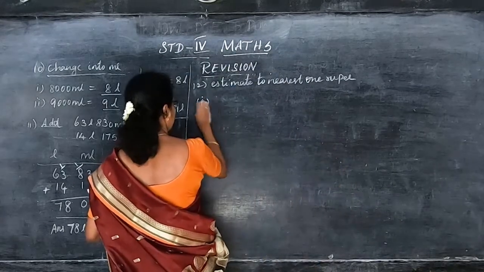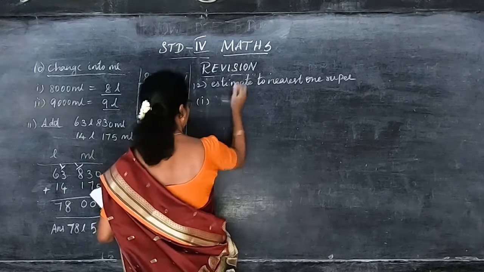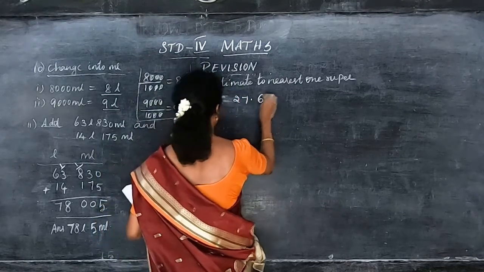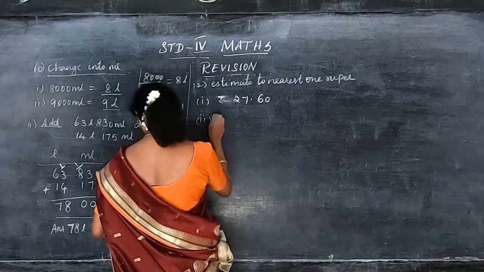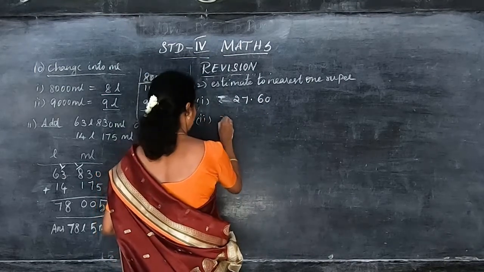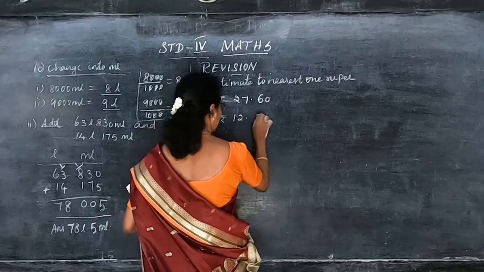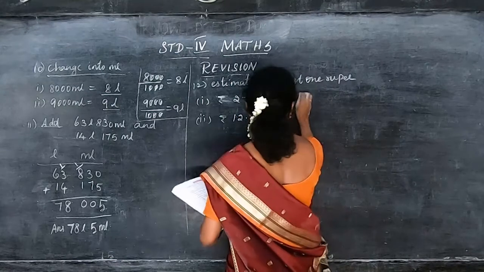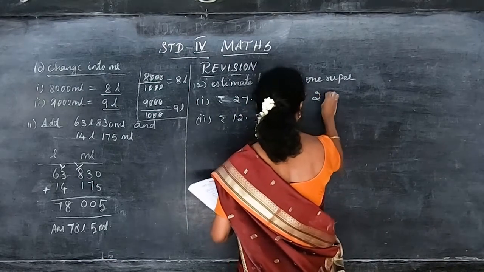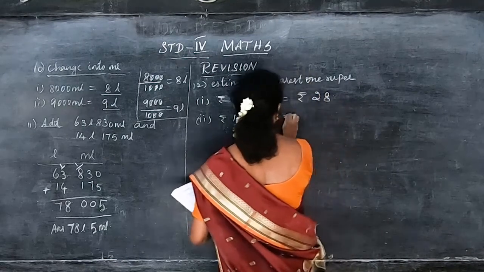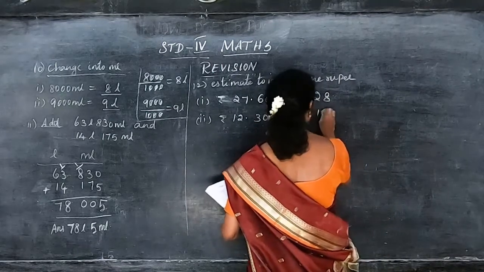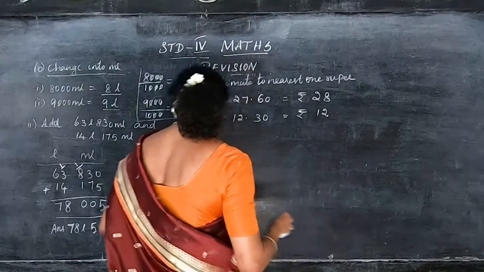First sum is 27 rupees 60 paise. Then second sum is rupees 12 rupees 30 paise. So if the paise is above 50 paise, you can write rupees 28. 27 plus one added is 28. This one is below 50 paise, so you can write as it is, rupees 12. This is the nearest 1 rupee.